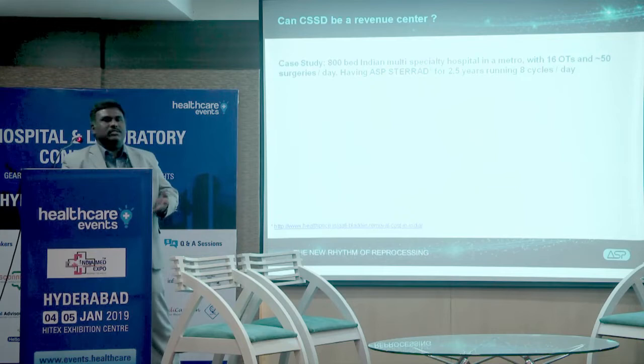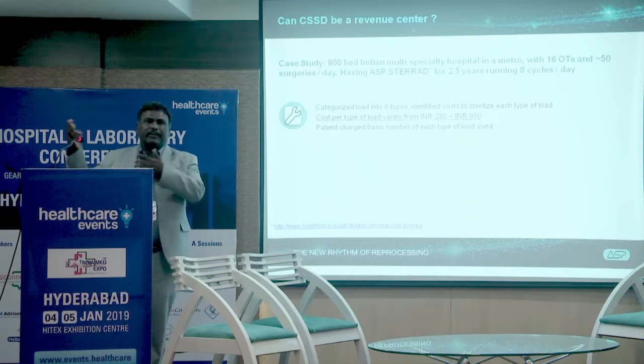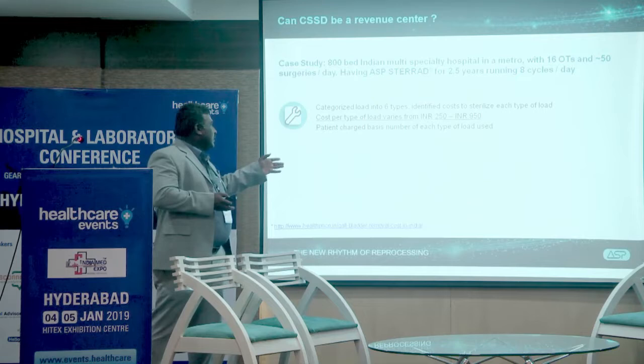Every day, they get loads from different departments: orthopedic, cardiology, neurology, critical care, even ICU consumables. They are segregated into 6 types of loads. And there is a cost incurred when they run the cycle. These costs range from 50 rupees up to 950 rupees, depending upon the type of load.